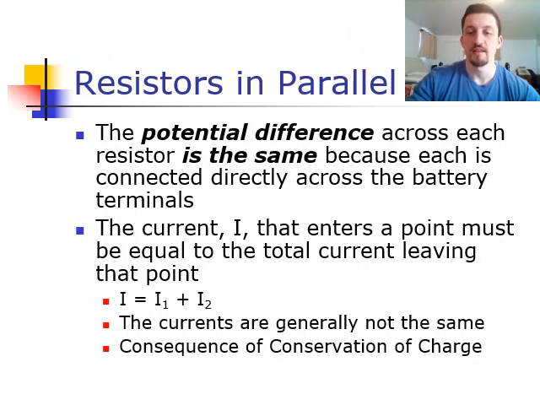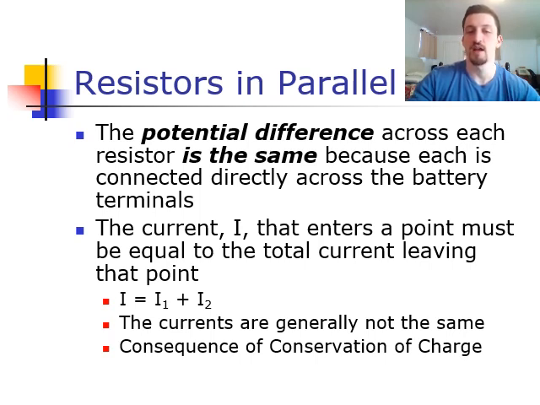Alright, so we talked about finding the equivalent resistance of resistors in series, but now we're going to look at resistors in parallel circuits. Just to remember some of the differences between series and parallel circuits: for a parallel circuit, the potential difference across each resistor is going to be the same because they're all connected directly across the battery terminals. If you remember from those slides that we looked at, for a parallel circuit, the voltage across a given component is always going to be the same when they're in parallel. For the current, on the other hand, because the current that enters a point must be equal to the total current leaving that point, the current's going to split.